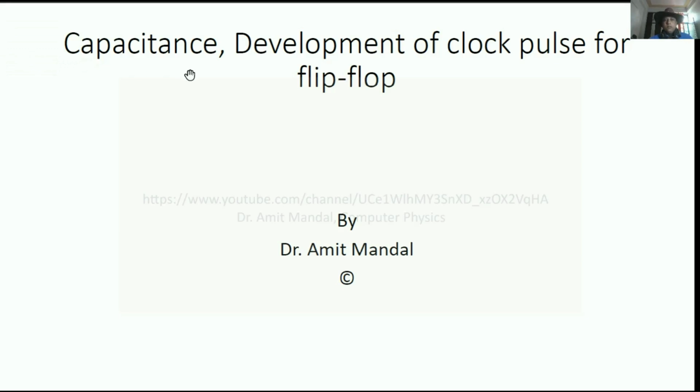Hello students, today we are going to learn about the concept of capacitance, and then we will learn how a clock pulse is developed with the help of a capacitor. Clock pulse: when a flip-flop is clocked, a short pulse of electricity is given to that flip-flop. So how that short pulse is developed by the help of capacitance, that we will learn.